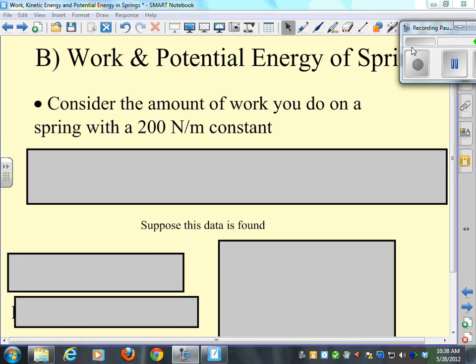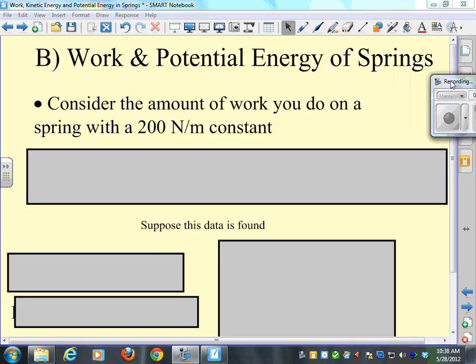Yeah. All right. Now, when you stretch a spring, you obviously do work to it. Where does that work go? We already know. When you raise something, it goes into potential energy. Same idea here, right? So consider the amount of work that you do on a spring with a 200 newton per meter constant. This is sort of back to the notes here.